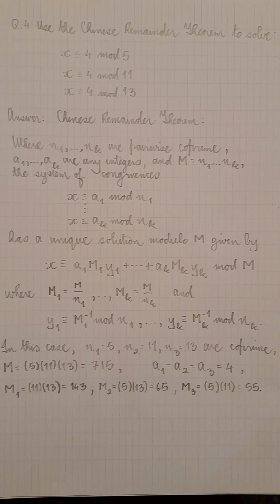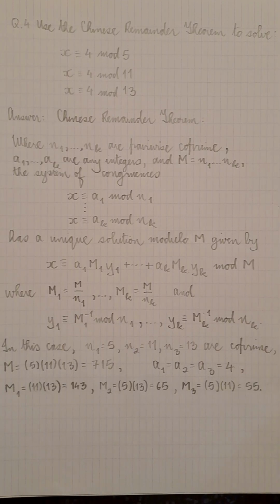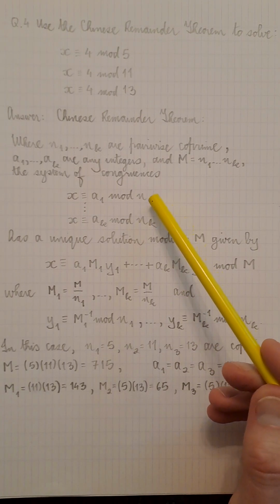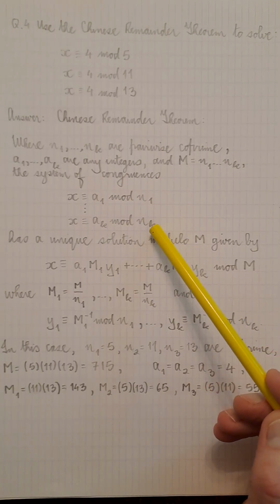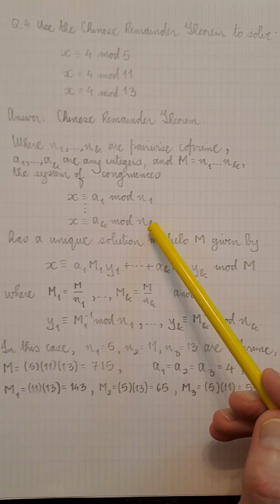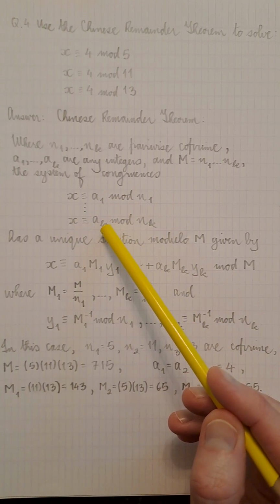Question 4. Use the Chinese remainder theorem to solve the system of congruences x is congruent to 4 mod 5, x is congruent to 4 mod 11, x is congruent to 4 mod 13. The Chinese remainder theorem applies to any system of congruences where all of the n1 to nk numbers are co-prime. A1 to AK can be any integers at all.